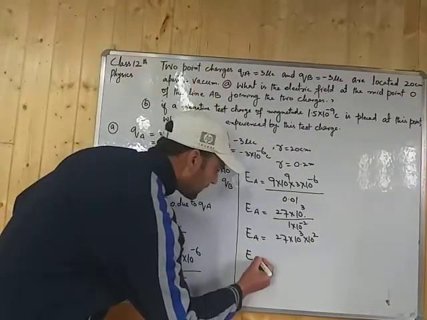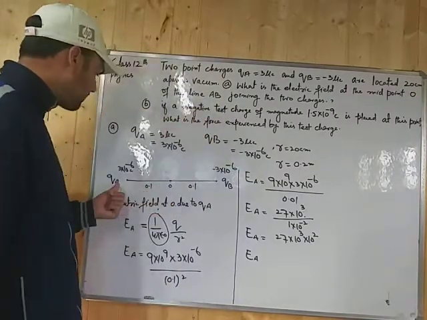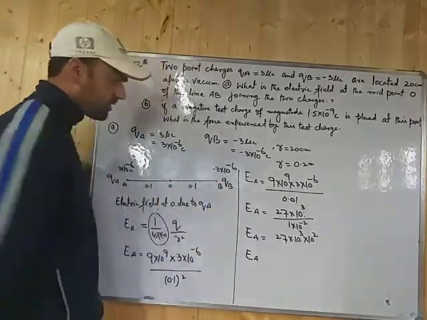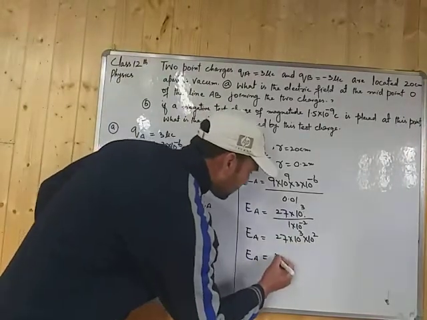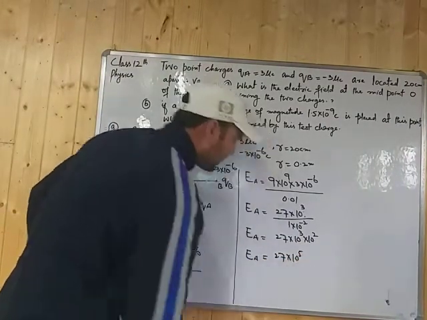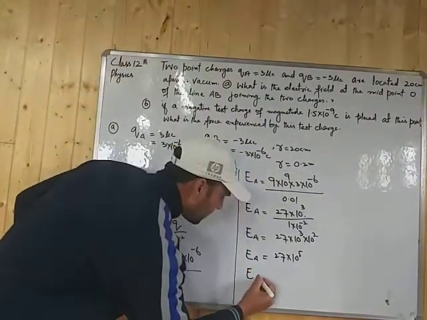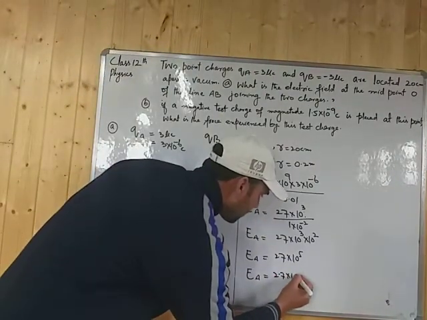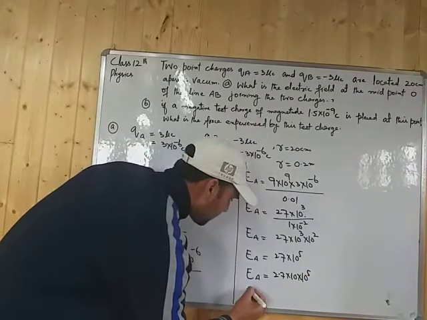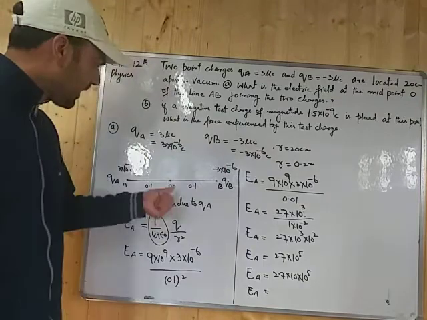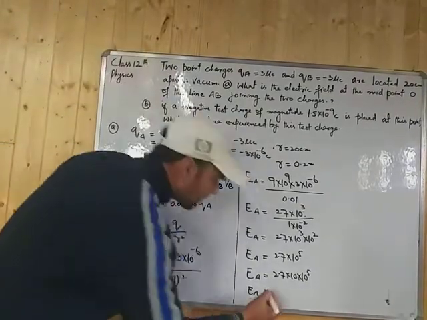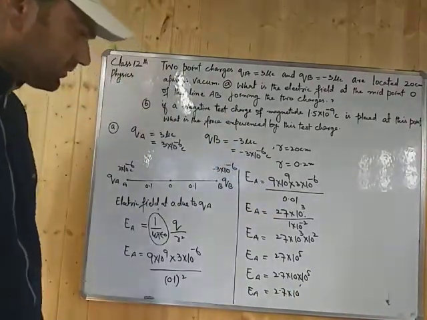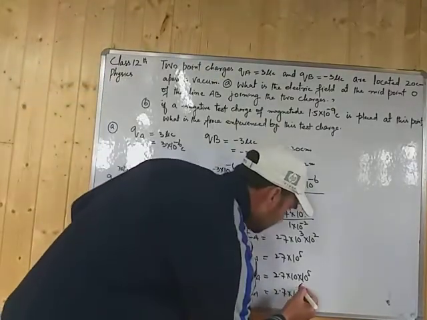The electric field at point O due to charge QA, that is charge A, will be equal to 27 into 10 raised to power 5. So I can write it this way: EA, the electric field intensity at point O due to A, is equal to 2.7 into 10 raised to power 6.